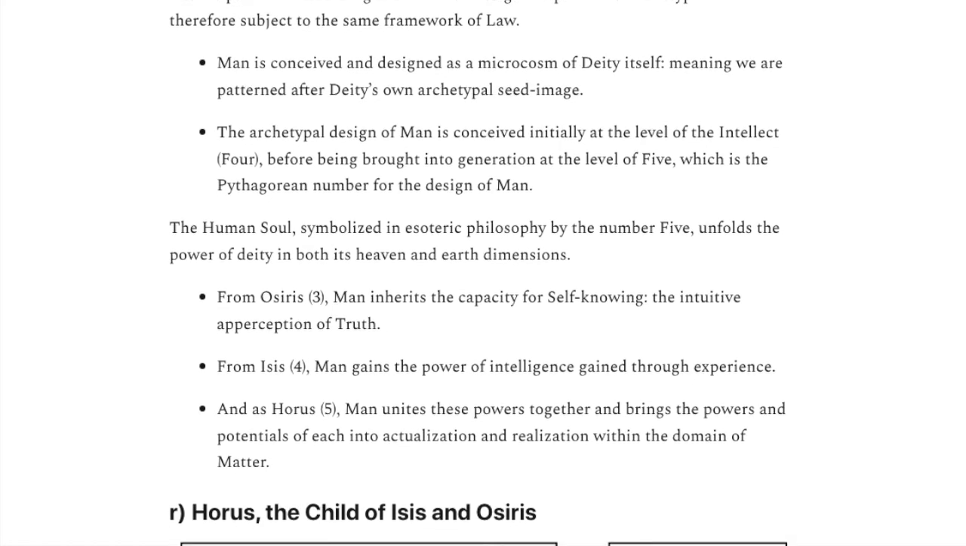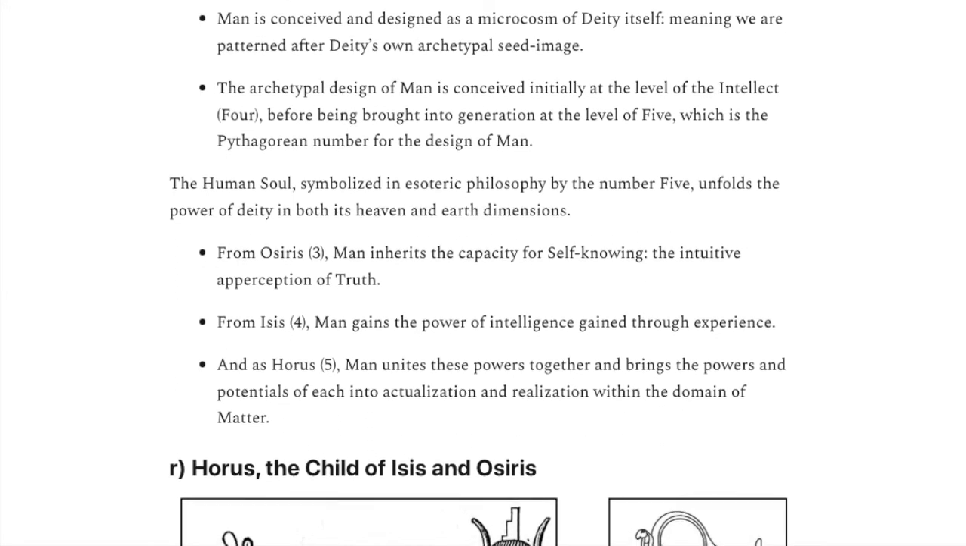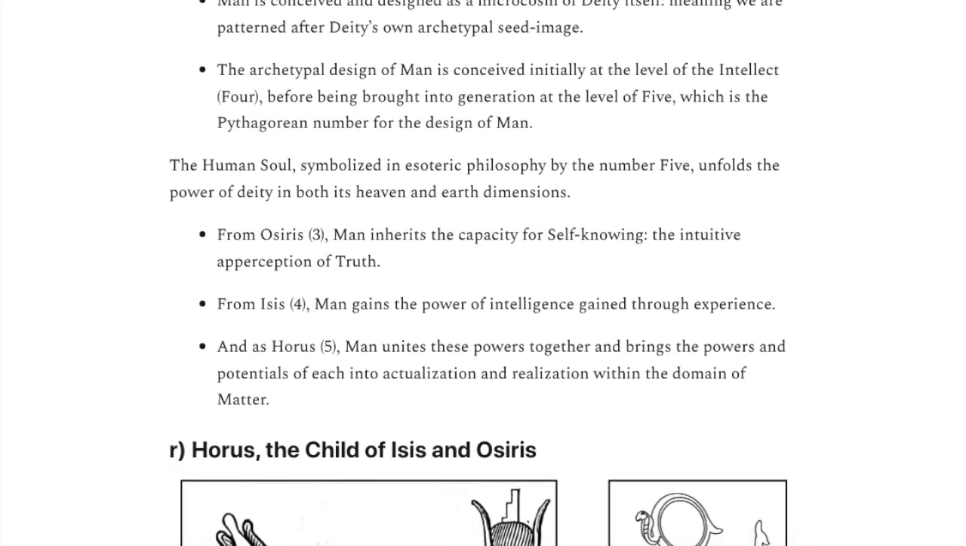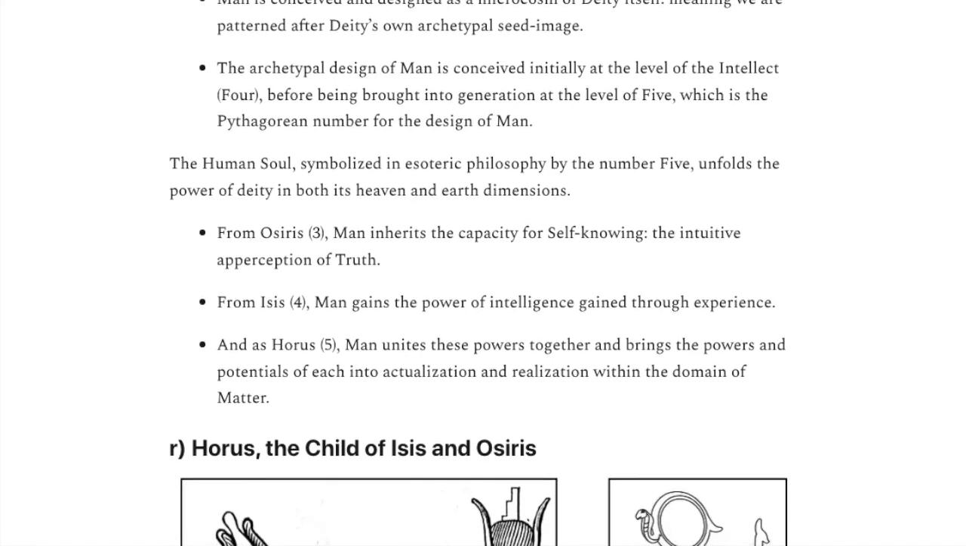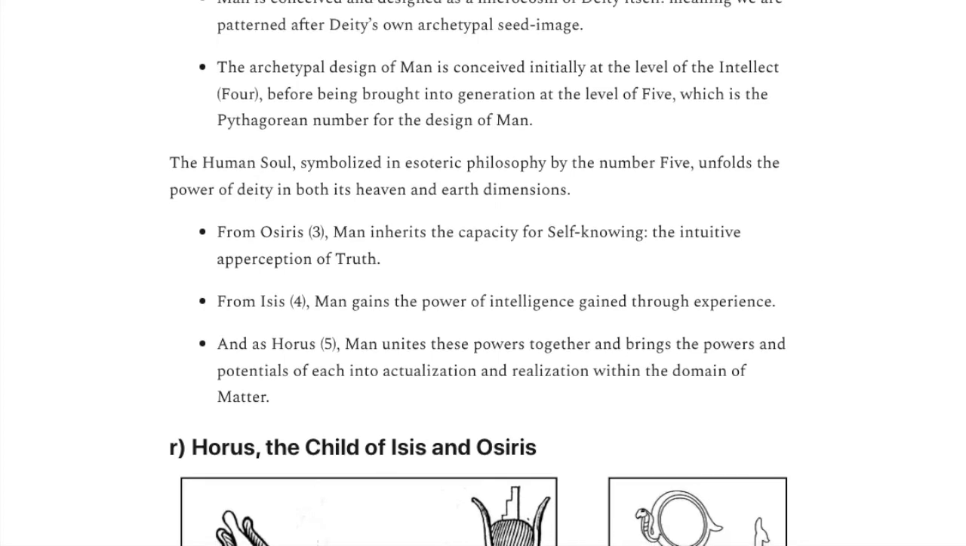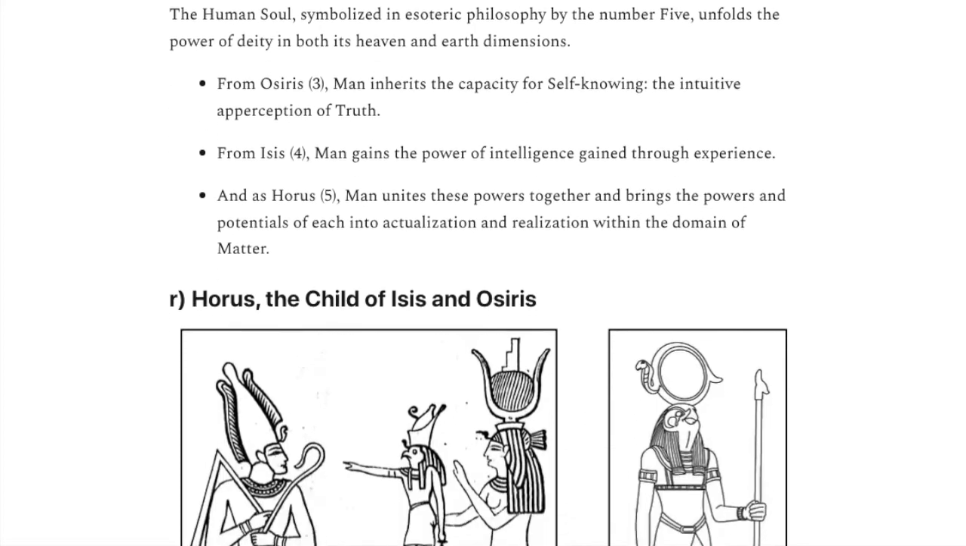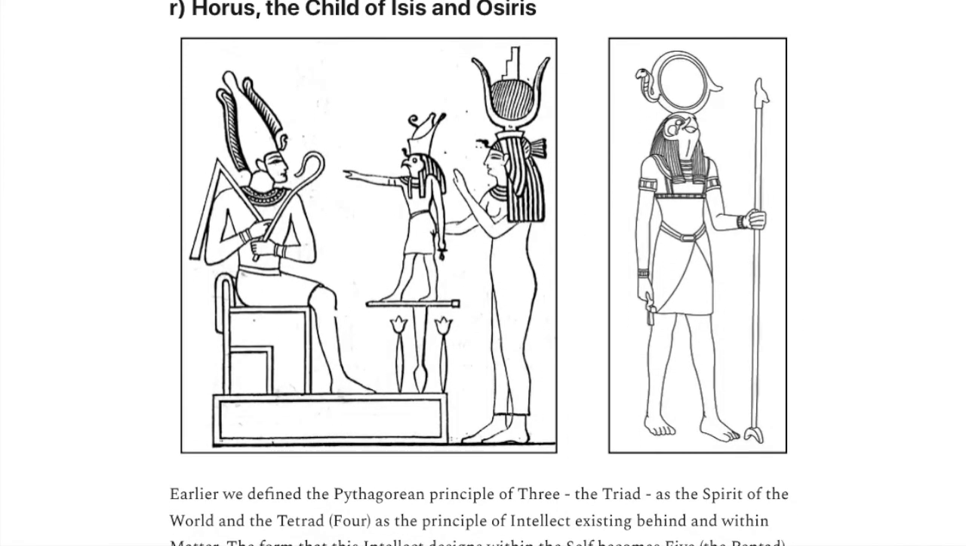The human soul, symbolized in esoteric philosophy by the number 5, unfolds the power of deity in both its heaven and earth dimensions. From Osiris, man inherits the capacity for self-knowing, the intuitive apperception of truth. From Isis, man gains the power of intelligence gained through experience. And as 5, or Horus, man unites these powers together and brings the powers and potentials of each into actualization and realization within the domain of matter, or within the context of matter. Horus, the child of Isis and Osiris.